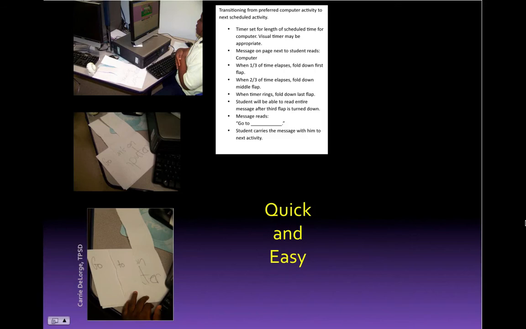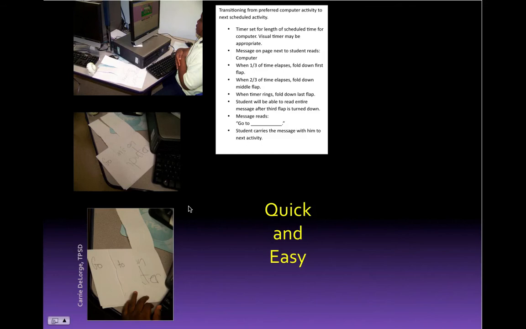Here's a really quick and easy idea. So here the student is having computer time, and they need to share the computer, so they only have a certain amount of time on it with the little timer set here. At each time interval predetermined by you, the teacher, you can go by and just drop down one segment of this torn paper. It's just an 8 by 11 piece of paper folded in half with one side torn into 3 segments.